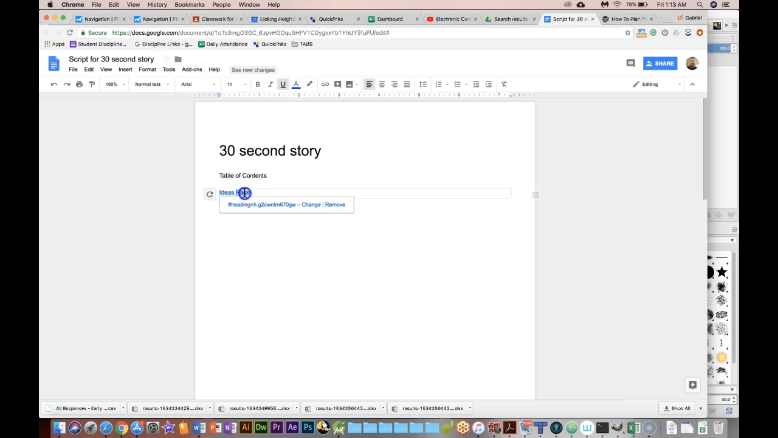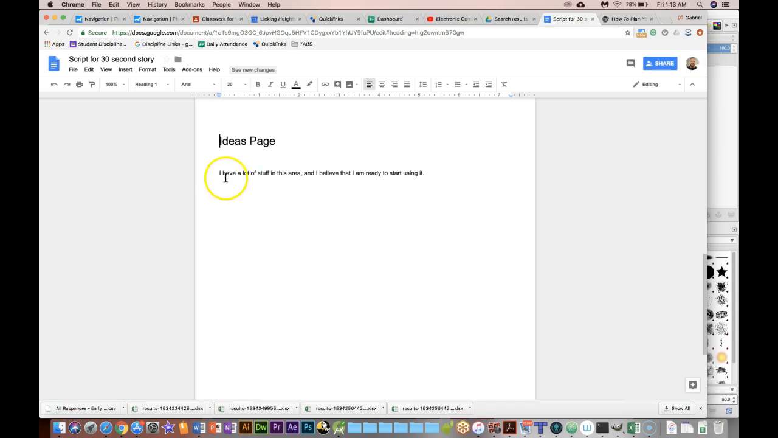All right, so second thing. Once you feel that your ideas page has a lot of stuff in it and you believe you're ready to start using it, so you have your main character, you have your idea of your story, and you've bounced around enough ideas that you think you have all the components and elements you want to use for your 30-second story, then we need to start thinking in terms of the 3-act. Now, from the video, he really glossed over what each piece is for the 3-act, the beginning, the middle, and the end.